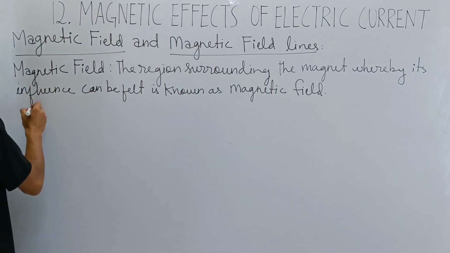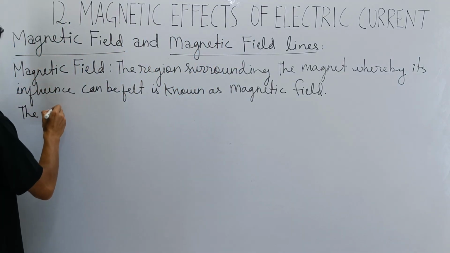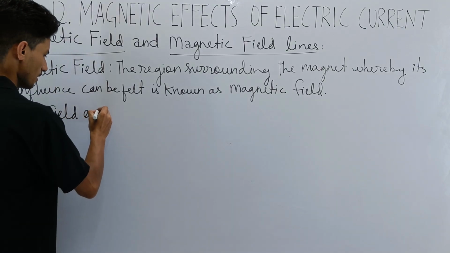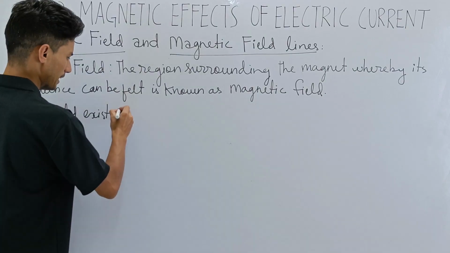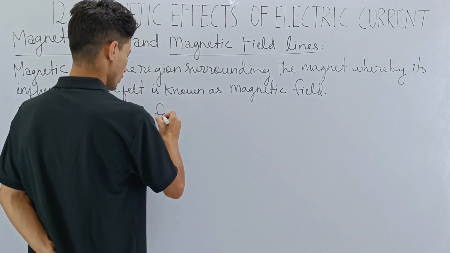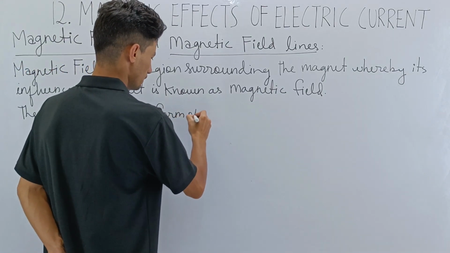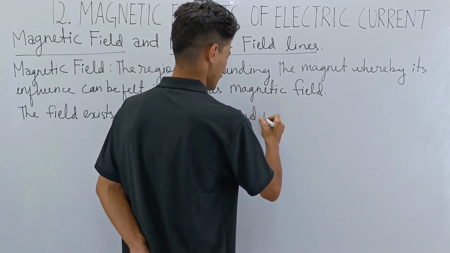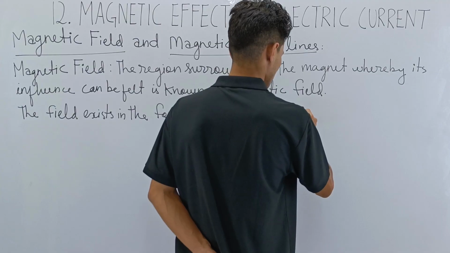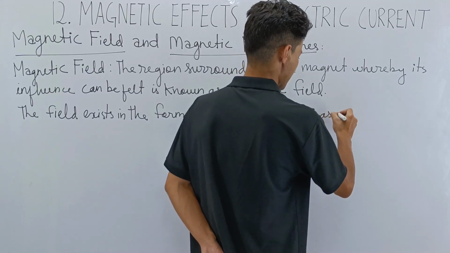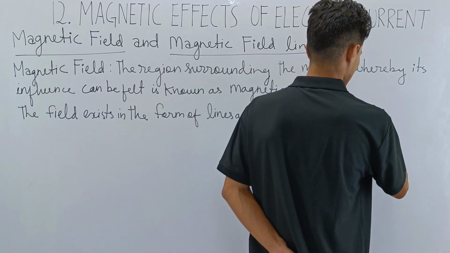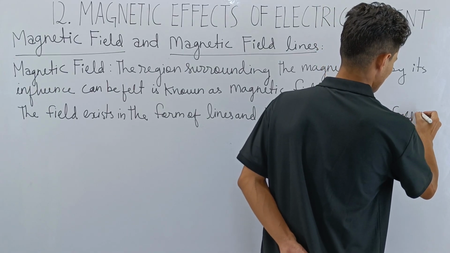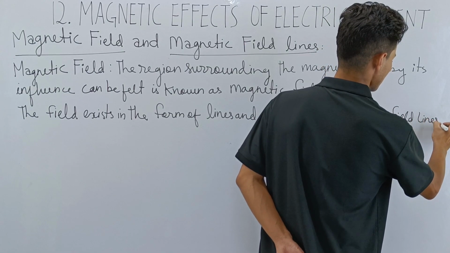Next, the field exists in the form of lines and is known as magnetic field lines. Very important.